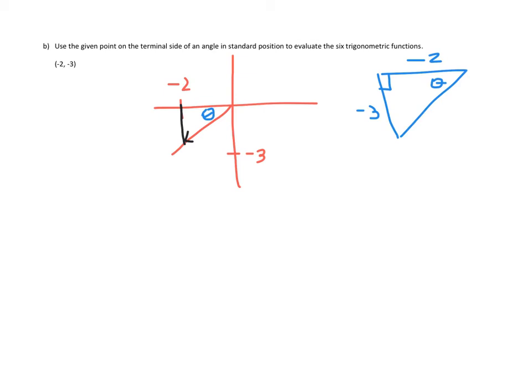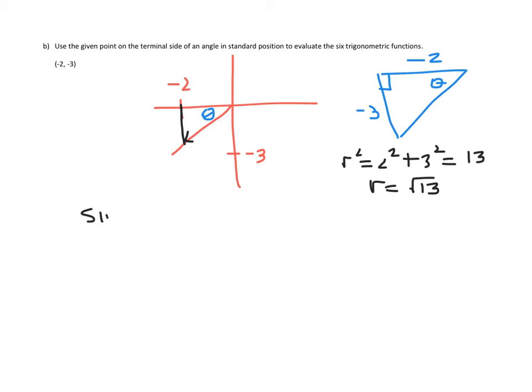So I need to find the missing side here, so the radius is going to be given by 2 squared plus 3 squared. Remember the distance is positive, so it's just 2 squared plus 3 squared. So that's going to be 4 plus 9, so that is 13. So r is equal to the square root of 13. So now we can get the ratios.